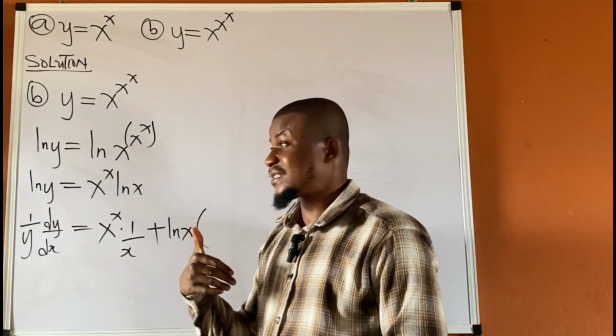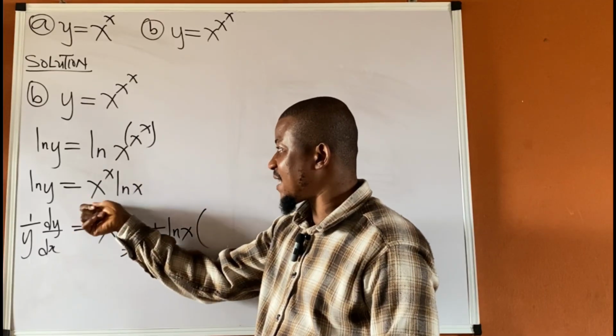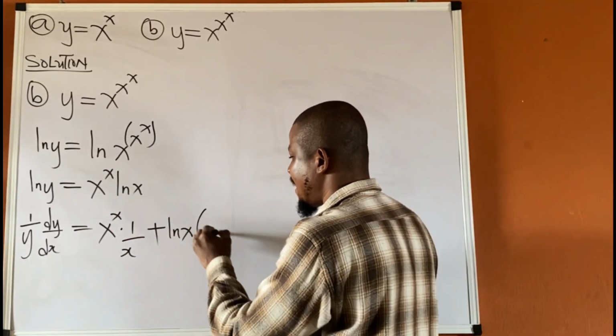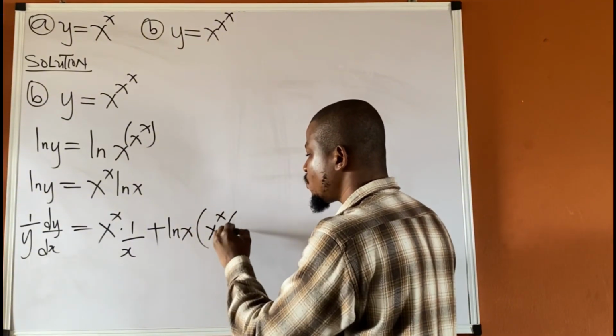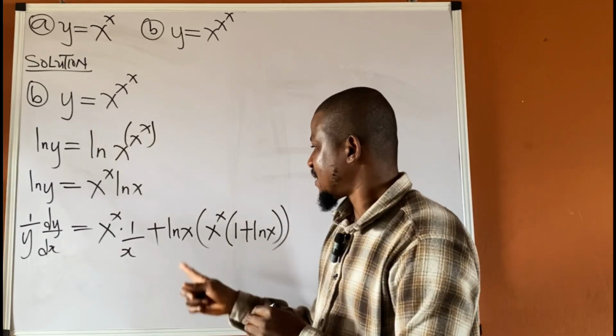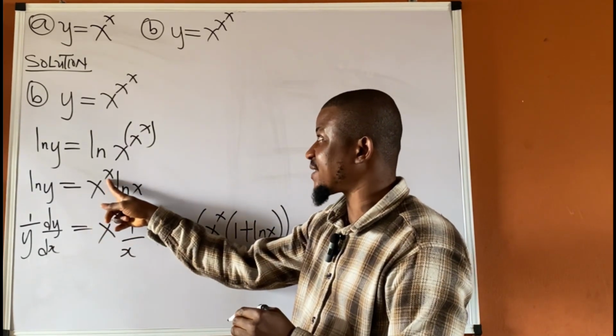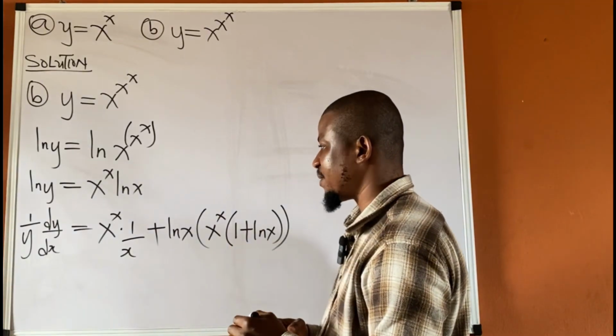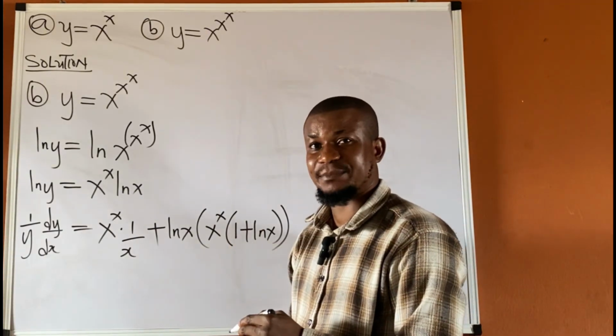In the previous exercise, we did the differential of x to the power of x. And we got that its differential is x to the power of x into 1 plus ln x. That's the derivative of x to the power of x from the exercise A we did earlier. So we have this set up here. And then next step we simplify through.